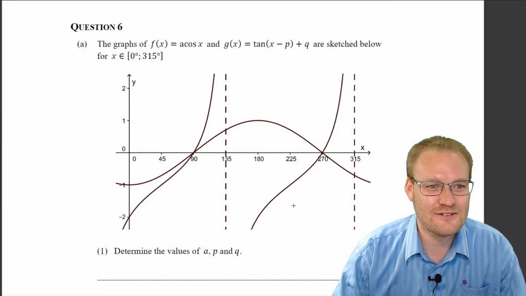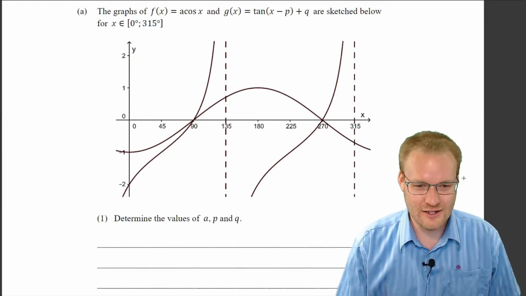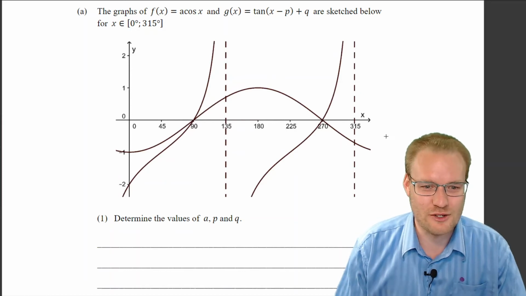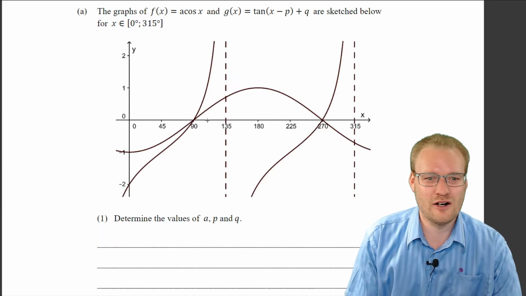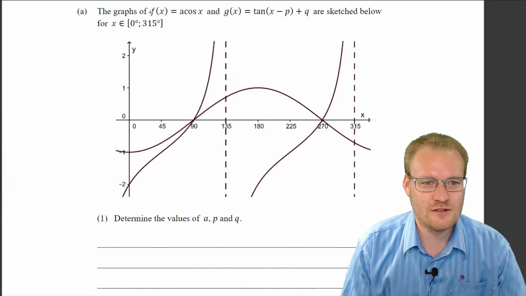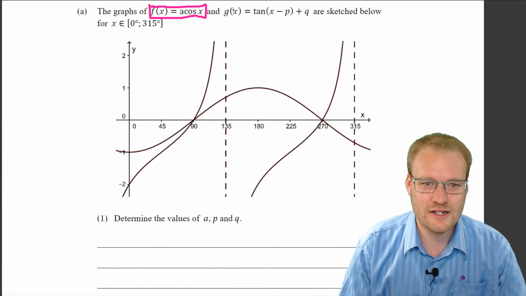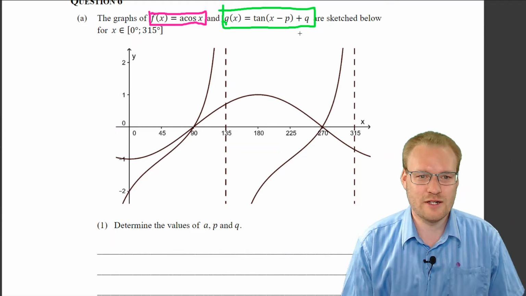So, it's question 6. We've got a few graphs going on, and we haven't really spent that much time on graphs. It's such a small part. So, let's see. We've got f of x equals a cos x, and we've got g of x, let's do that in green, so g of x equals tan(x minus p) plus q.